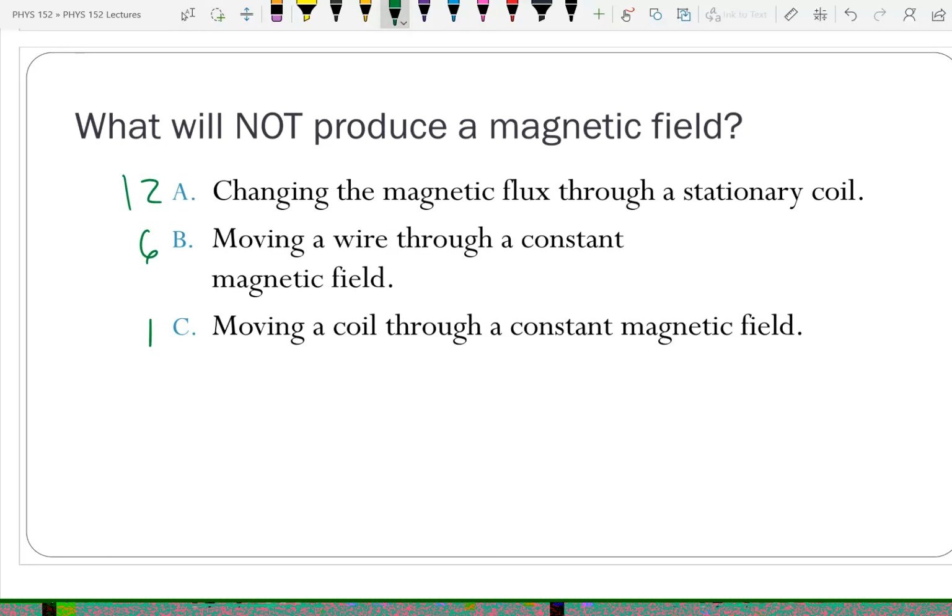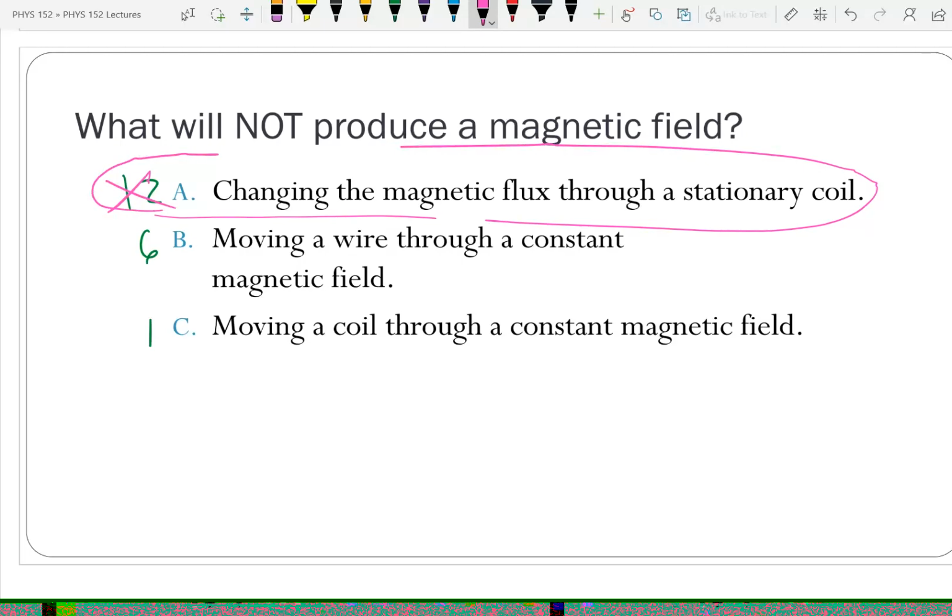Now this is troubling because one of them clearly does produce a magnetic field. The magnetic field is clearly going to be produced when that happens. It clearly does because Lenz's law says a changing magnetic flux is going to induce a magnetic field that's opposite to what was there, or to the change. So that means it's going to induce a current that creates a magnetic field. Now, the other two are actually problematic. Moving a wire through a constant magnetic field.